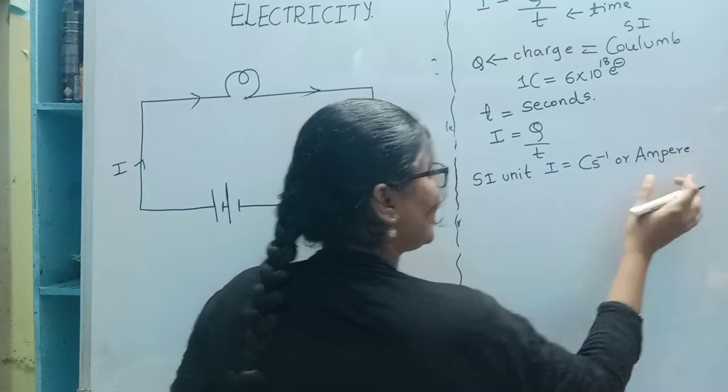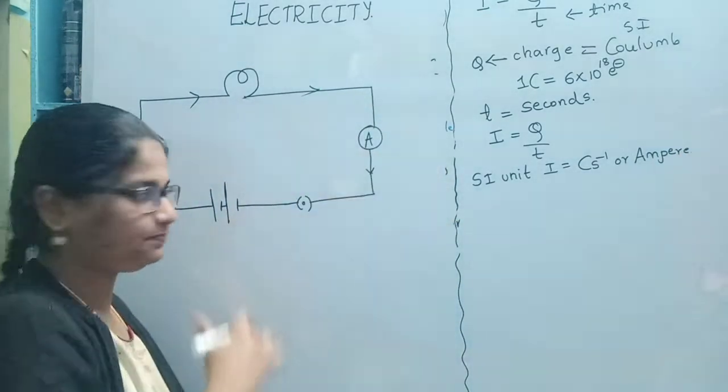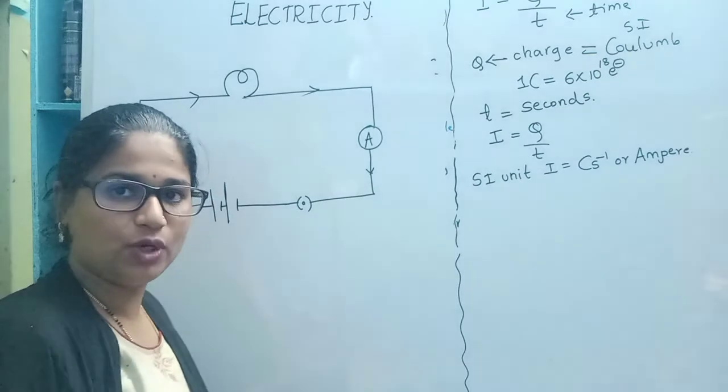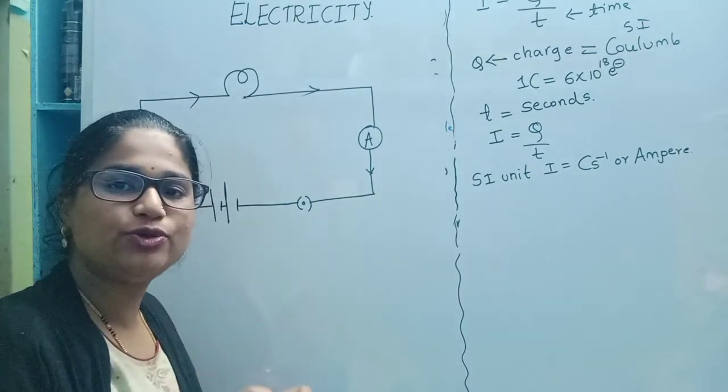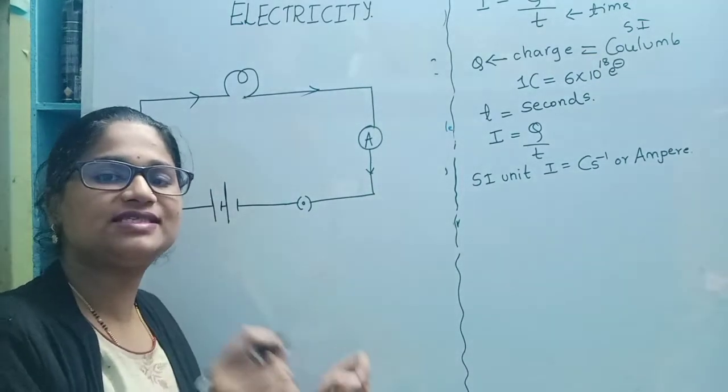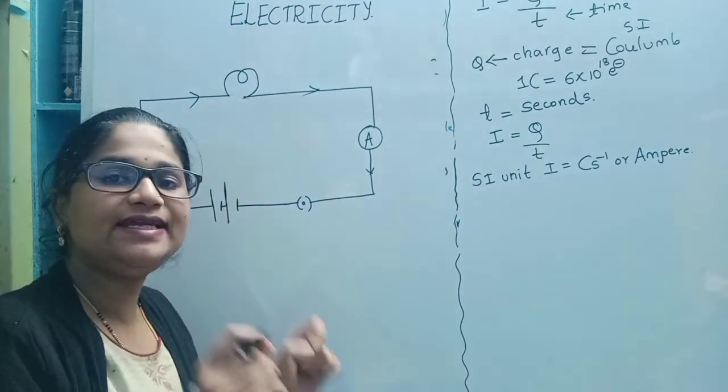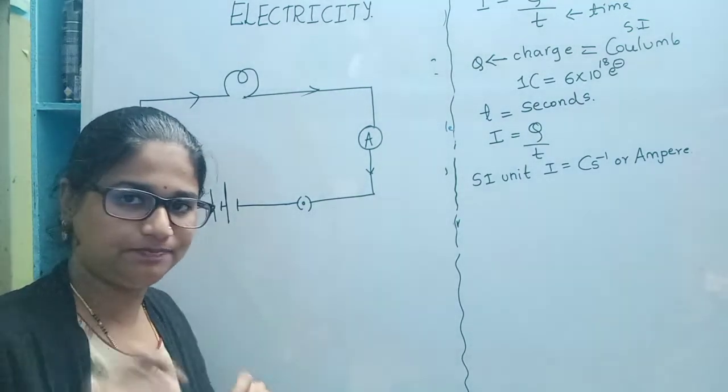It is named after a scientist, Ampere. So the ampere is the SI unit of current, the coulomb is the SI unit of charge, and the second is the SI unit of time.